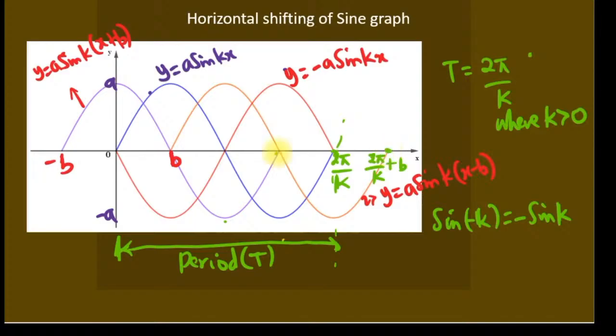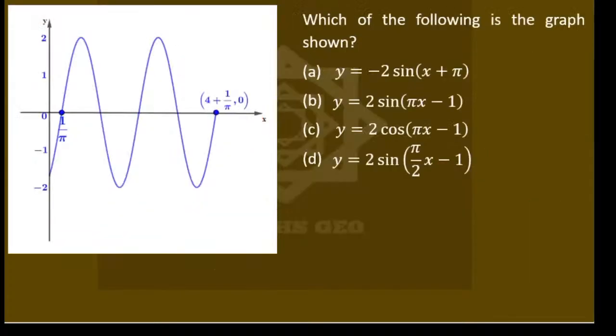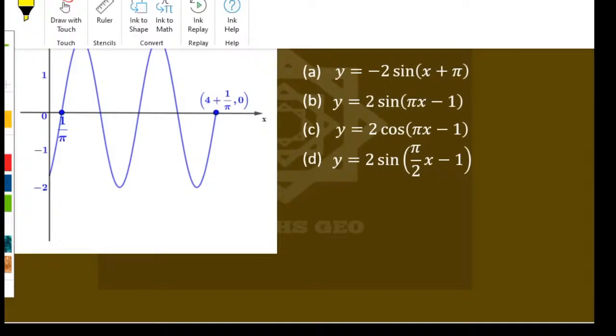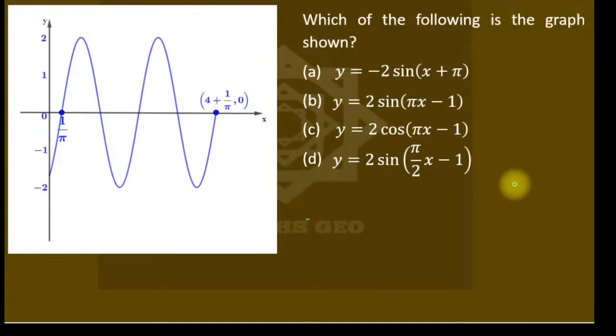Whereas the one that shifted to the left will end at 2 pi over k minus b. So that's it. So let's look at this question. We're asked which of the following is the graph given.